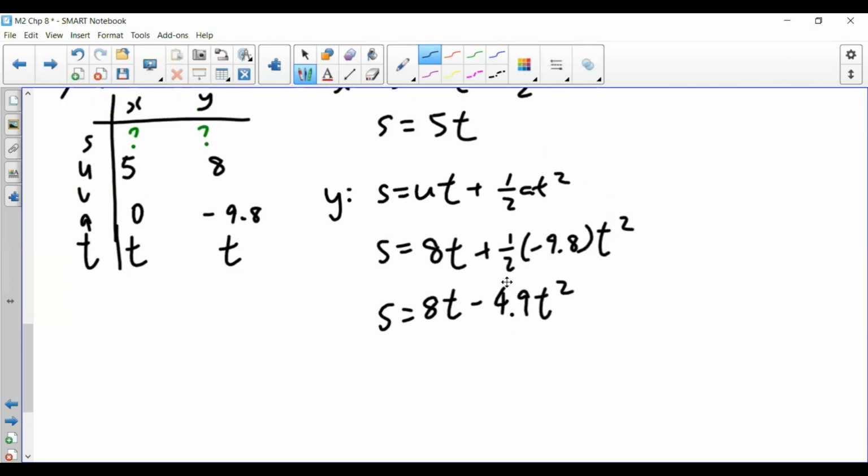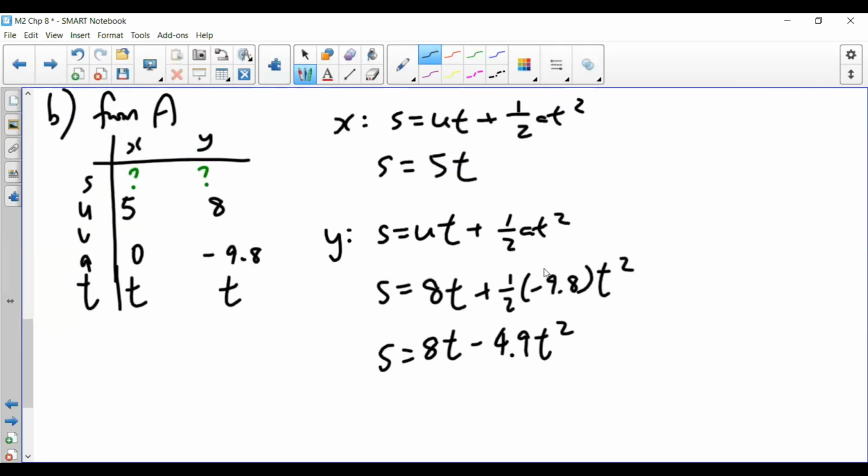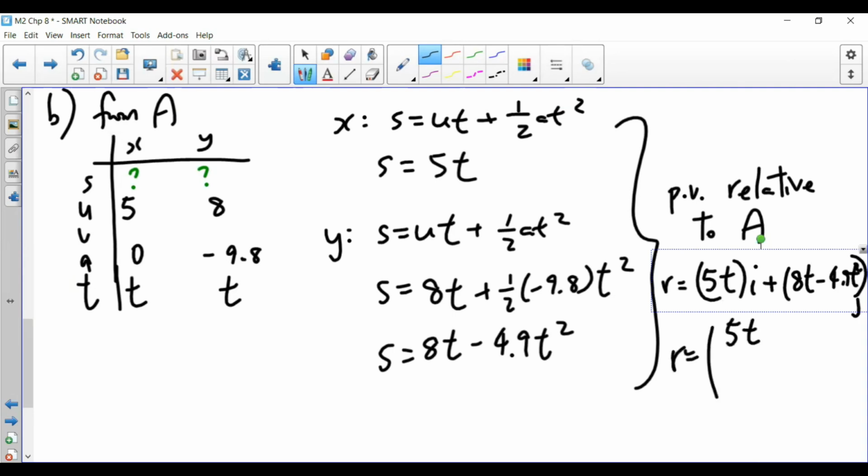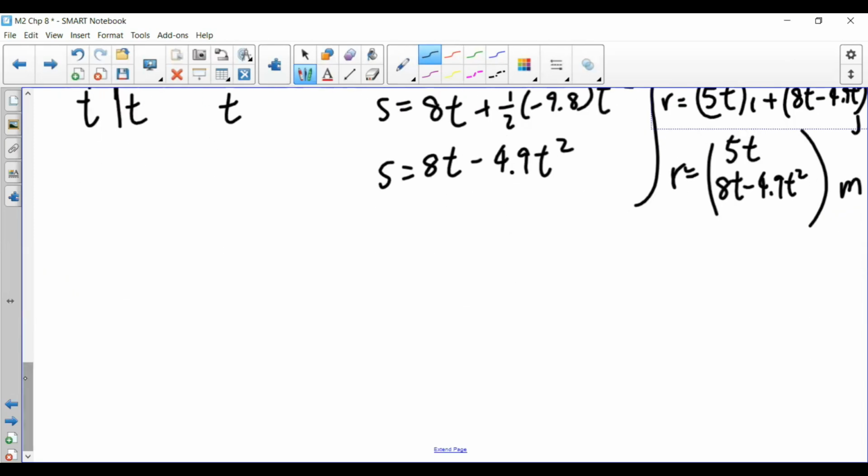So once we've done that, we can combine the X and Y. Therefore the position vector relative to A, because the suffix A comes from A, is R equals 5T, so the X is the i, plus the Y, 8T minus 4.9 T squared j. Or you can write it as a column vector 5T, 8T minus 4.9 T squared. Meters, because that's the displacement. But the question wants it relative to O.